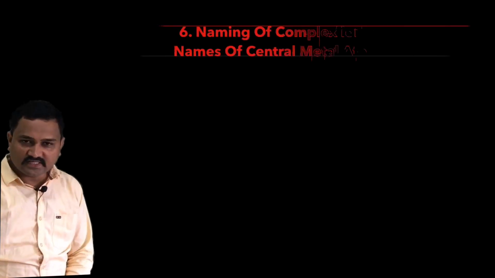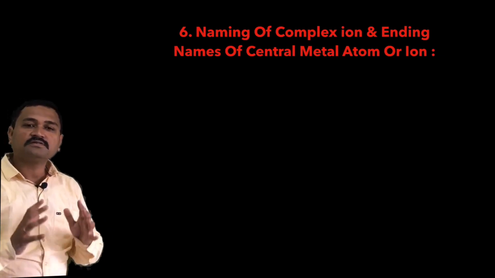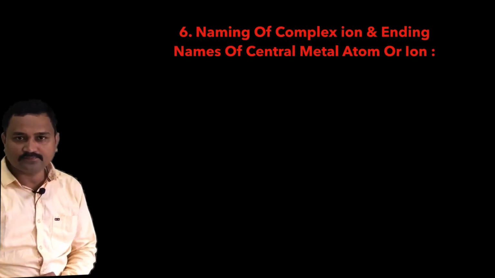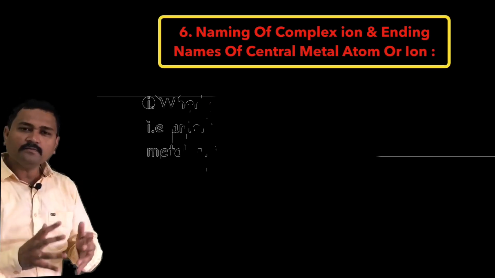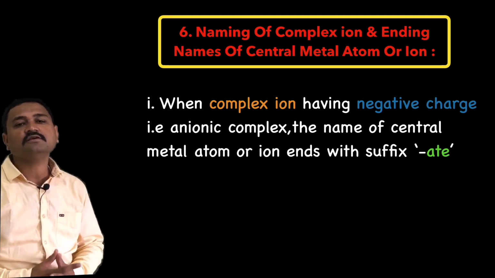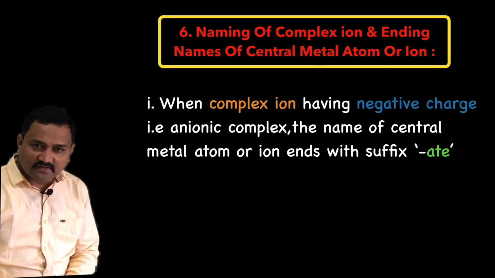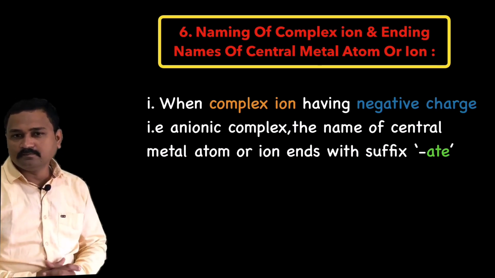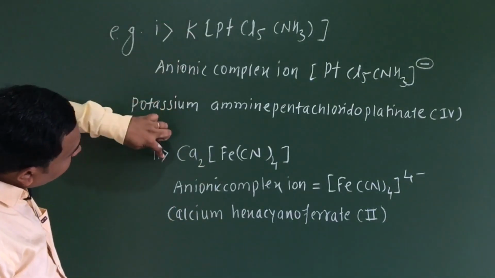Now the rule number 6, that is the naming of the complex ion and the naming of the central metal atom or ion. So here let us consider the first point. When the complex ion is having a negative charge, that is if it is an anionic complex, then the name of the central metal ion or atom ends with the suffix ate. Now let us consider the examples regarding this one. Here I have taken again two different examples.